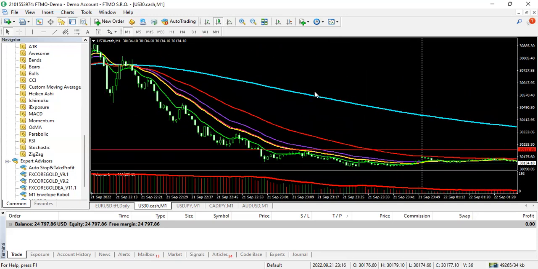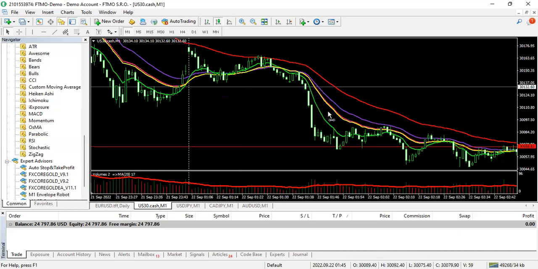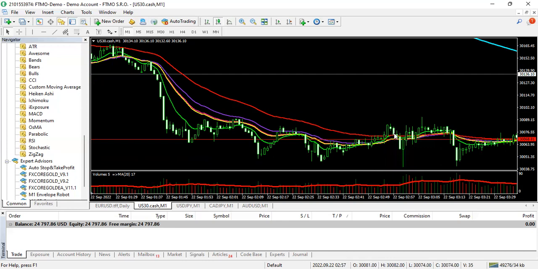Mind you, price stayed outside of our 9 EMA, which is, like I said, our fastest EMA, and that tells us price is going to keep going down very fast. It kept going down, and then right here we finally got a pullback outside of our 28 EMA, our red one. You would have got your entry right here.